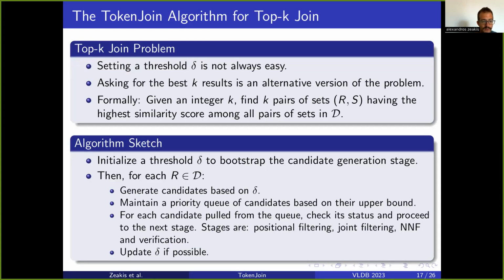Selecting an appropriate value for the similarity threshold delta is not straightforward and may lead to too many or too few results. To overcome this, we also introduce a variant of our method that can solve the top K version of the problem, which returns the K most similar pairs.